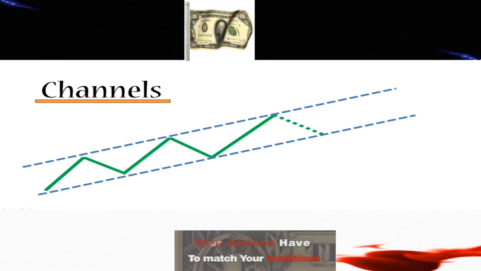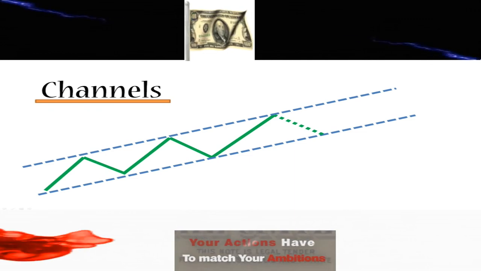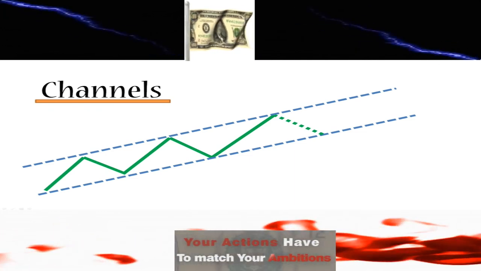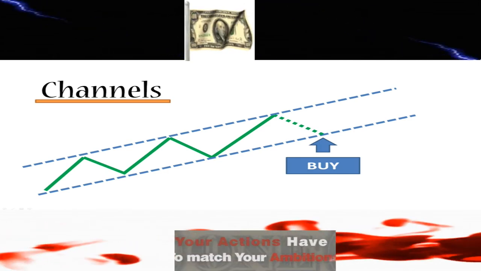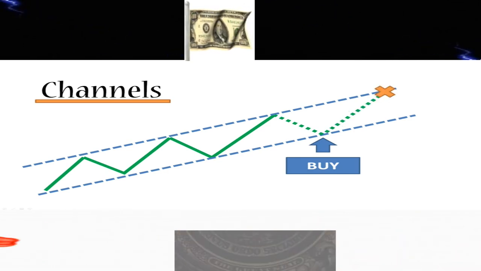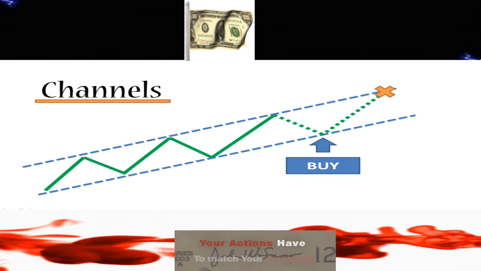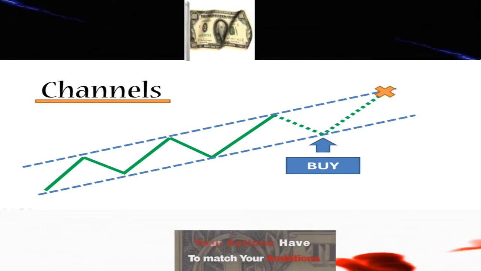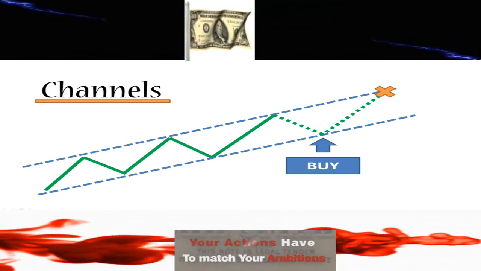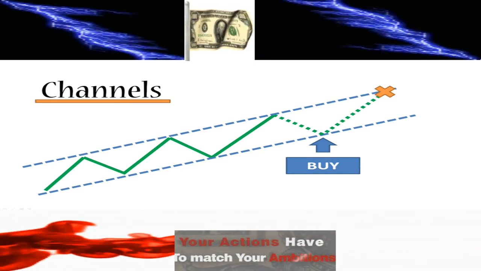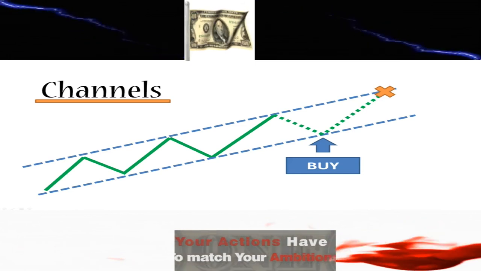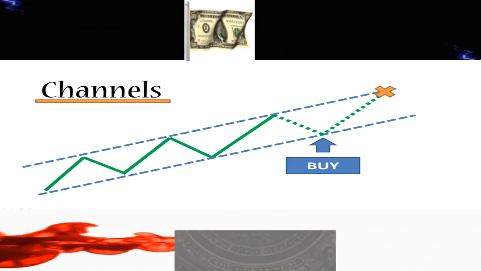So once the price has bounced off, we would wait for it to hit this bottom border of the channel. We would enter into a buy order. And if the price goes in our direction, once it hits the top border again, that's when we would close our trade. So it's important to note here that in an upward channel, it is recommended to trade only buy orders. And why is that?